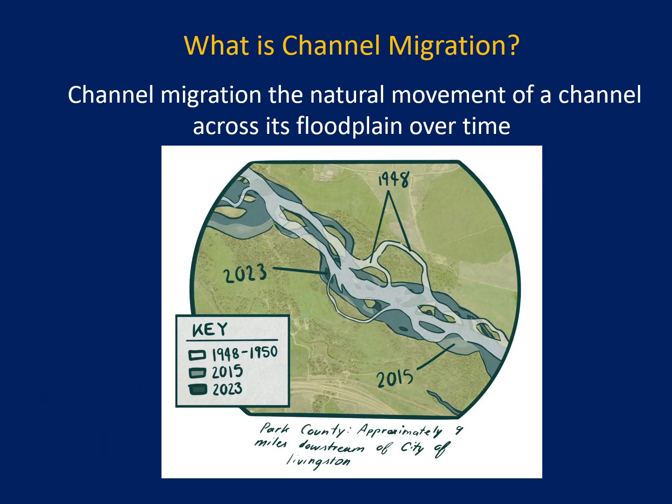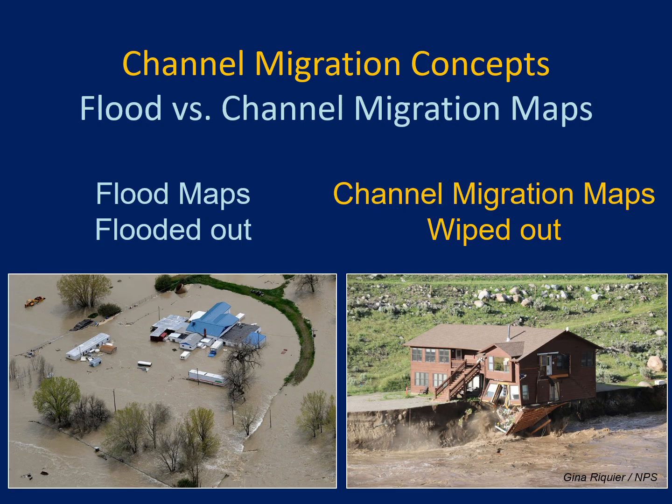Before we jump into the maps, let's quickly review what channel migration is and a few of those mapping concepts. So this cartoon that we see here shows the location of the Yellowstone River over the last 75 years or so, and this combined area is what we call the Historic Channel Migration Zone. Channel Migration Zone maps illustrate where the river has been, where it is located now, and where it is likely to move or migrate towards in the future.